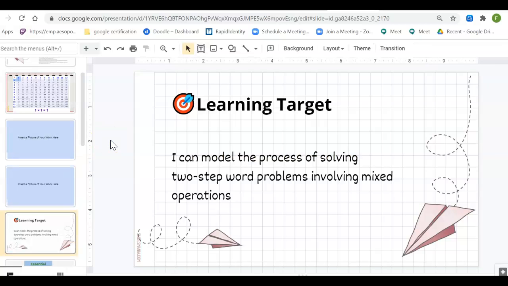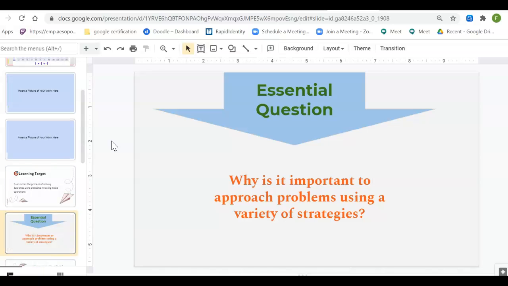Our learning target: I can model the process of solving two-step word problems involving mixed operations. Our essential question remains the same for this unit, which is continuing to build upon it. Why is it important to approach problems using a variety of strategies?